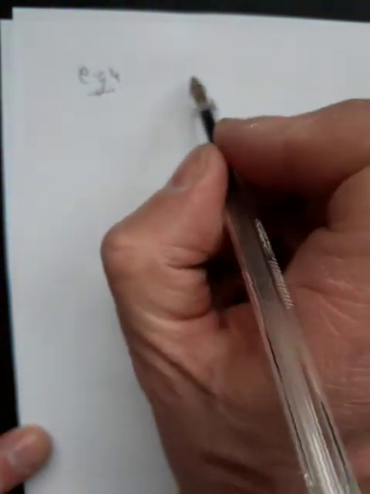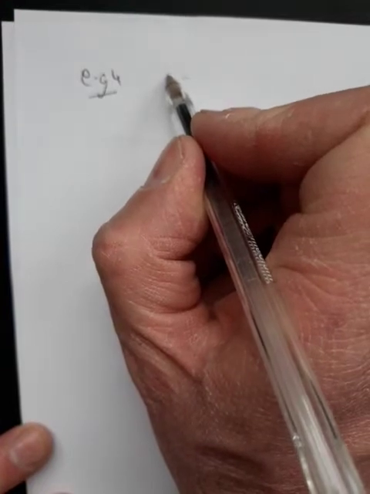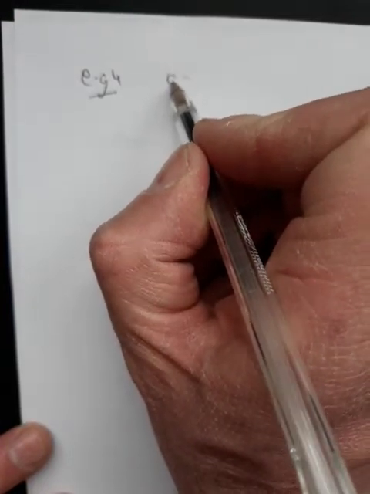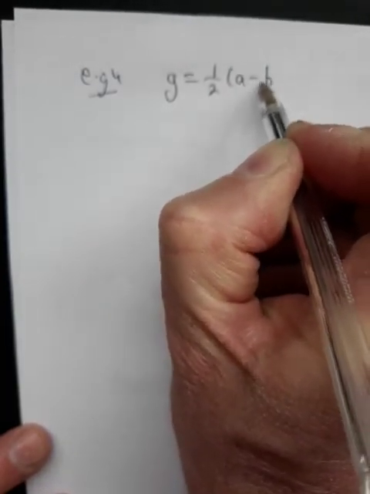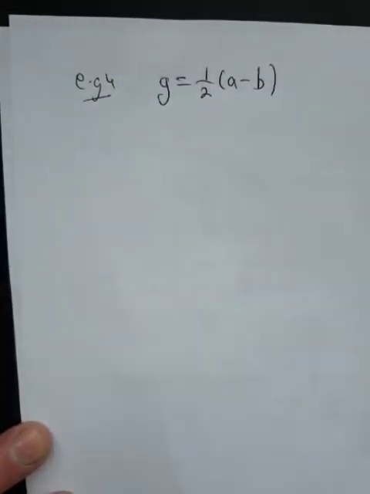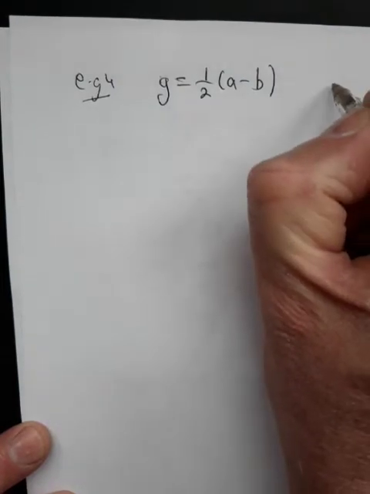What about if you had something like this? Let's use a different letter actually. Let's call it G equals a half A minus B. It looks really complicated, doesn't it? And I want to make A the subject.